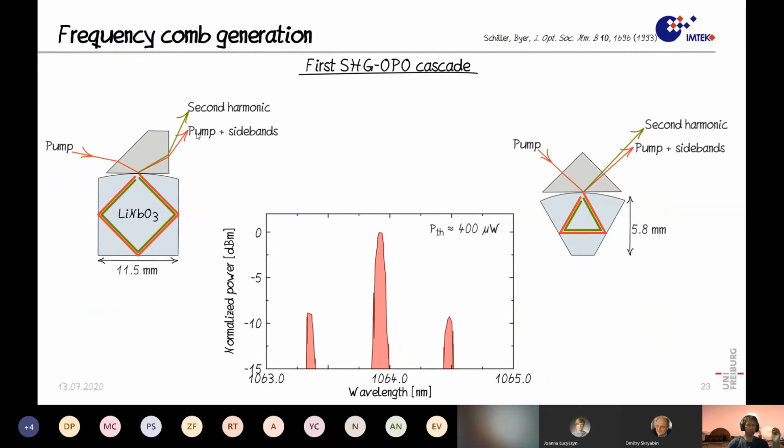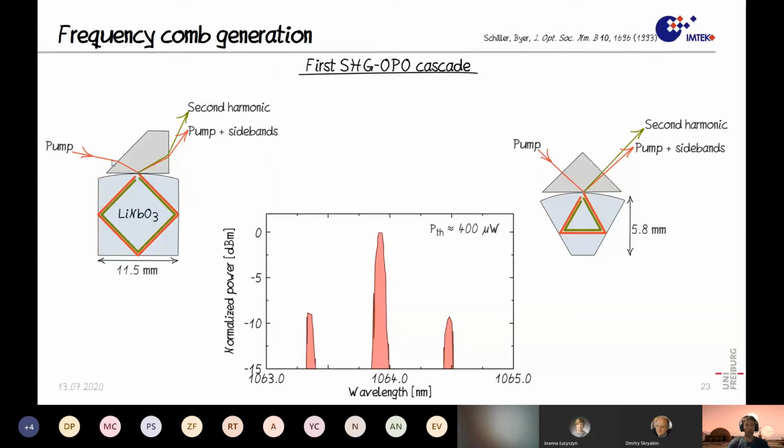And this is not something very new. In fact, it is almost 30 years old. The first second harmonic OPO cascade was already observed in 1993. And it was even observed in monolithic resonators based on lithium niobate. It was not whispering galleries. It was devices like the one here on the left and the one here on the right. But here you already had a prism as a coupler.